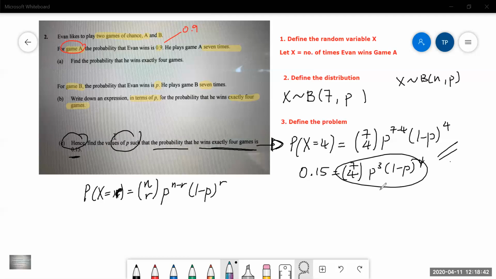We have to plot the graph into your GDC. Then we sketch another horizontal line of 0.15. Then we find the intersection. Understand what I'm trying to say? Yeah, so that's how you solve this question. Any questions?